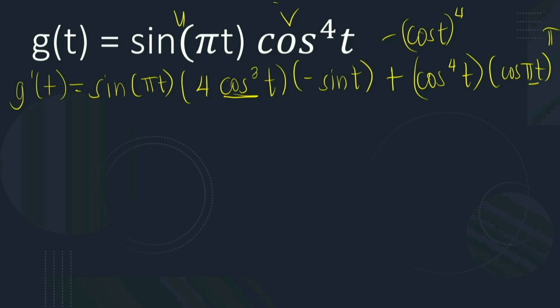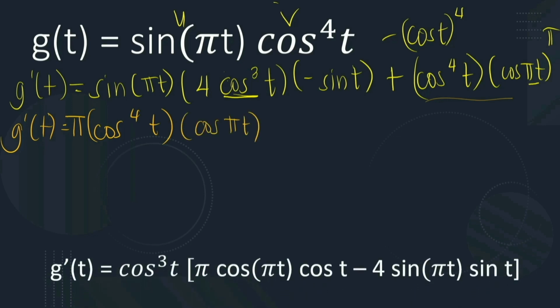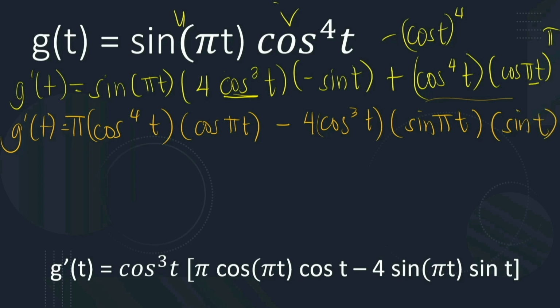Okay, next, i-rearrange lang natin. So, yung negative sign, lagyan natin sa unahan. Or, ito na lang muna unahin natin. So, cosine t raised to 4 times, lagyan natin sa unahan si pi. Pi times cosine pi t minus 4 cosine cubed t times sine pi t times sine t. So, pwedeng ito na yung final answer natin.